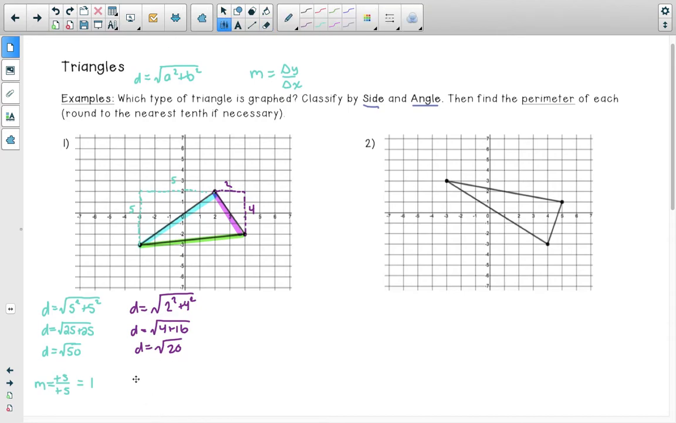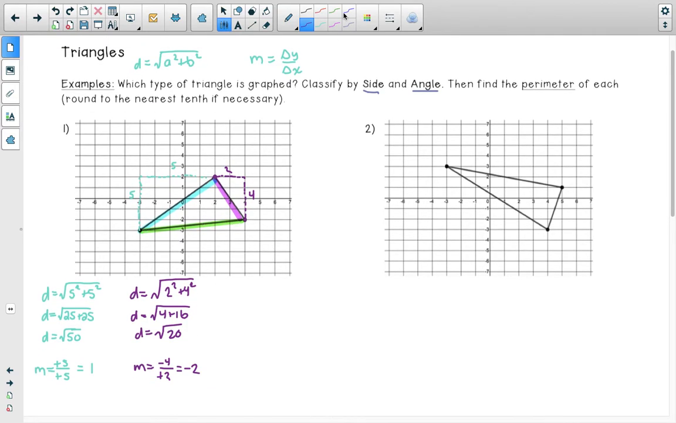Then I want to find the slope. Slope is again change in y over change in x. I've got to be careful since I went from this coordinate to this coordinate. My change in y is down 4, so I went negative 4, divided by, I went towards the right, so positive 2. We have to be very careful about watching our signs. That is a negative slope. So our slope is negative 2 for the purple.